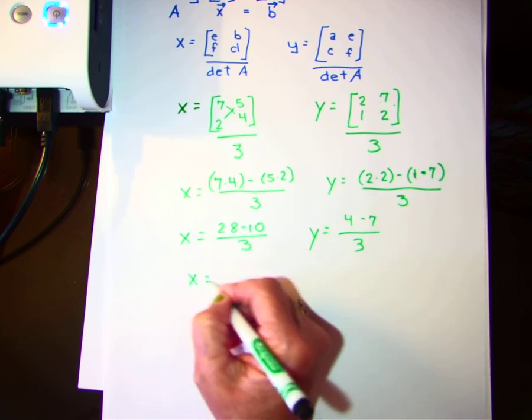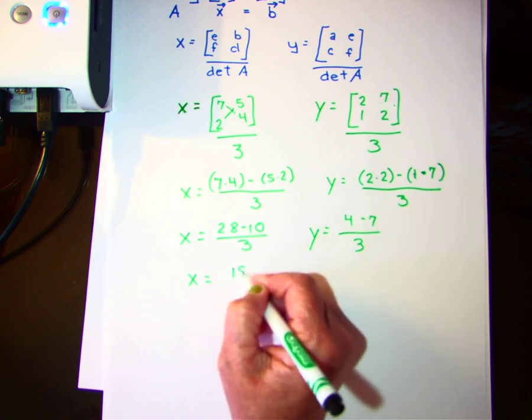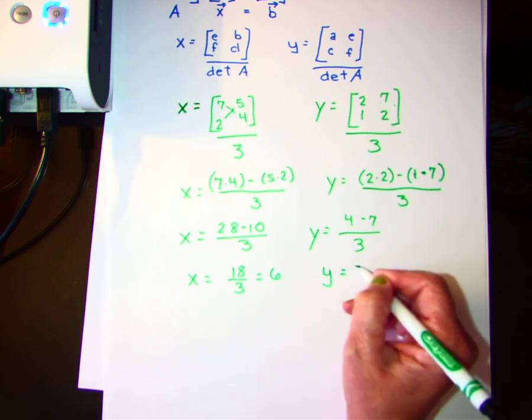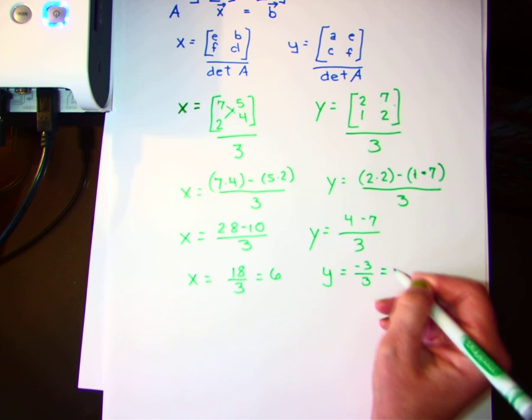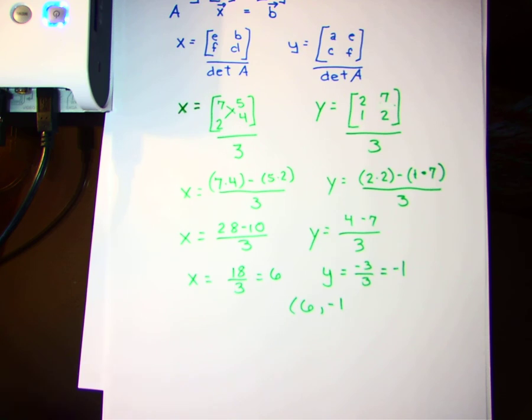X will equal 18 divided by 3, which is equal to 6. And y is equal to negative 3 over 3, which is equal to negative 1. So our solution is 6 comma negative 1. Now, while that may seem long-winded, if I would have just gone ahead and gotten the solution, I could have done it very quickly. So let me give you an example of a second matrix and how it can be done relatively quickly.